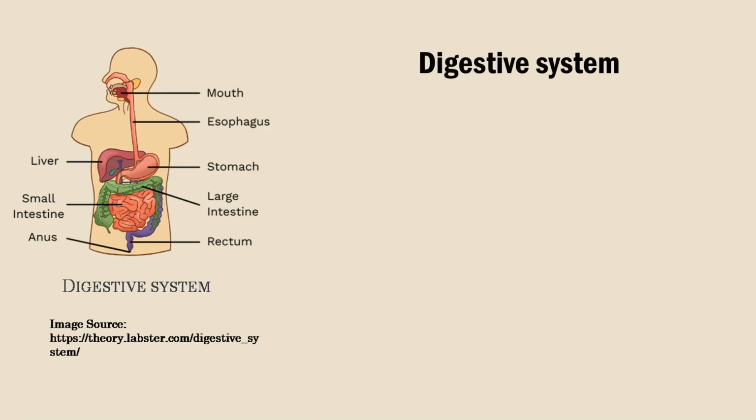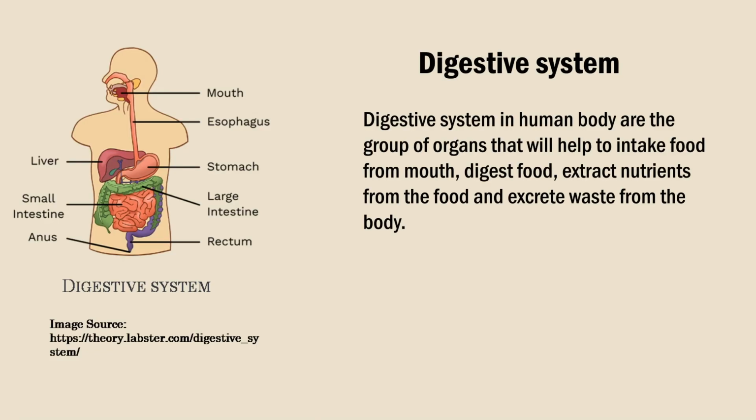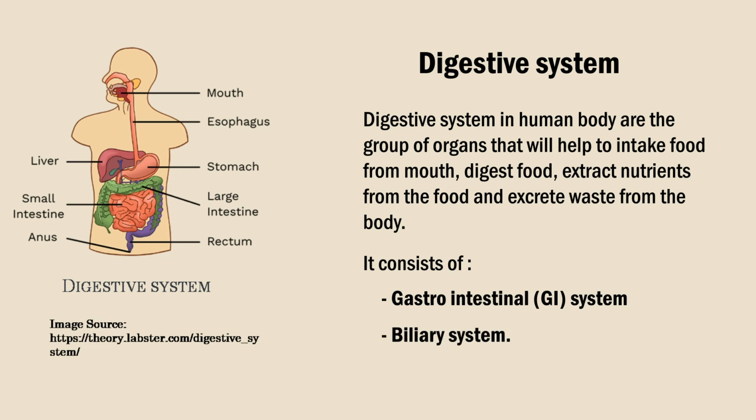Now coming to the digestive system. The digestive system in the human body is a group of organs that help to take in food through the mouth, digest food, extract nutrients from the food, and excrete waste from the body. It consists of two systems. The first one is the gastrointestinal system and the other one is the biliary system.